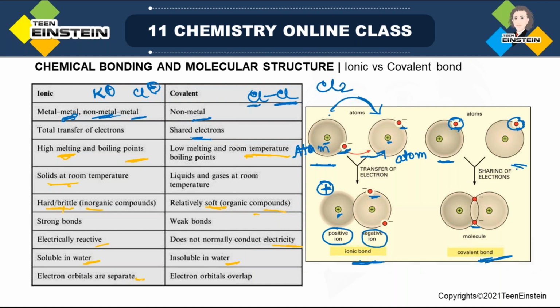In ionic compounds, electron orbitals are separate; in covalent compounds, electron orbitals overlap, and it has to be because there is proper sharing of electrons. If orbitals are not overlapping, how will this sharing take place? So overlap is obviously necessary, but in ionic bonds, one species completely donates electrons to the other. So even if there is no overlap of electron orbitals, it doesn't matter. These are some points based on which you can compare ionic compounds and covalent compounds, or ionic bond and covalent bond.